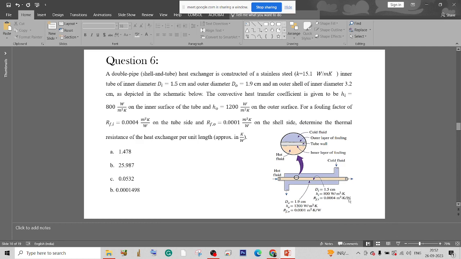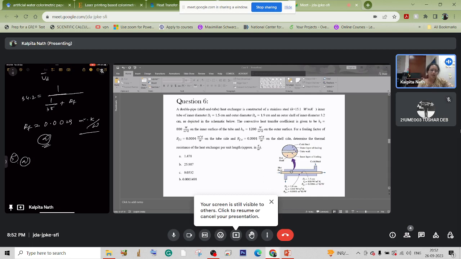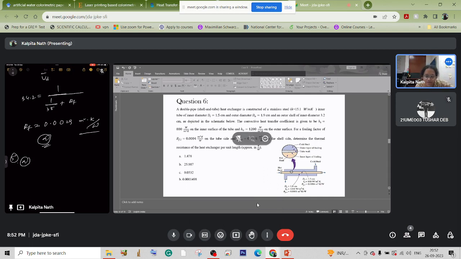Total thermal resistance, we know, will be just the inverse of all the resistances added on together. So you can easily calculate that. I hope you remember the formula. Just add together all the resistances that are given separately. I'll give you 2 minutes for calculating this, then we'll proceed with the solution.